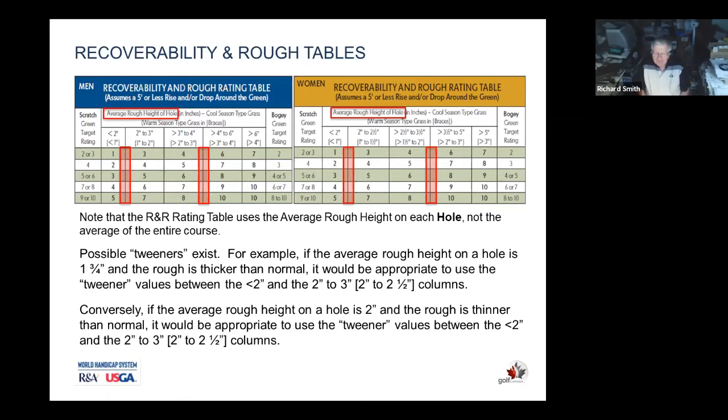Conversely, if the rough is kind of wispy, more so than normal, you might on that hole use the tweener values that would exist between the less than 2 and the 2 to 3, or 2 and 2.5 for women columns.